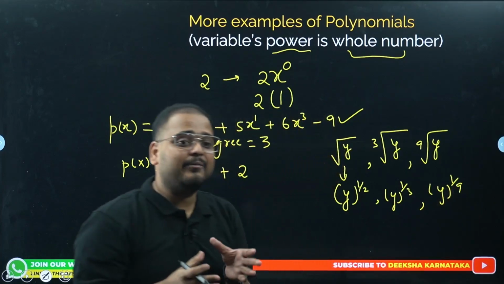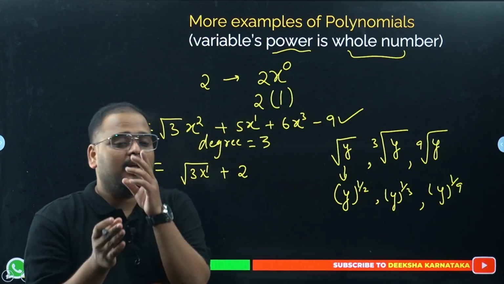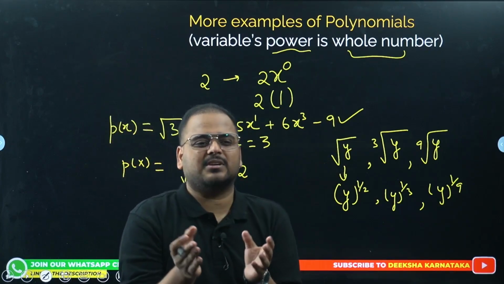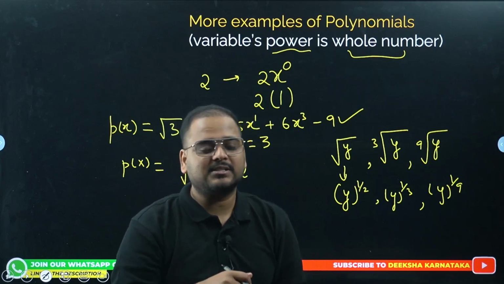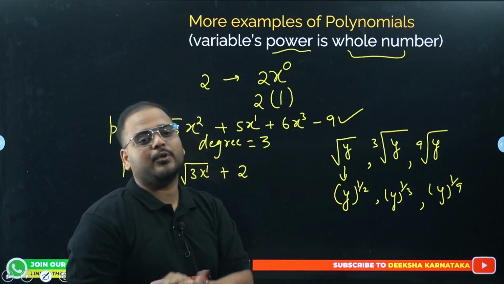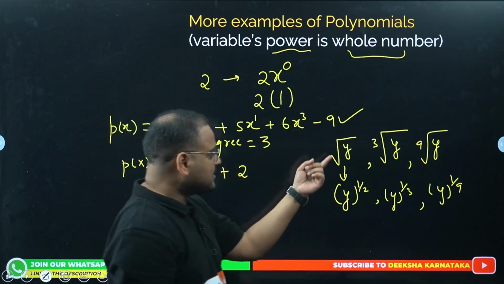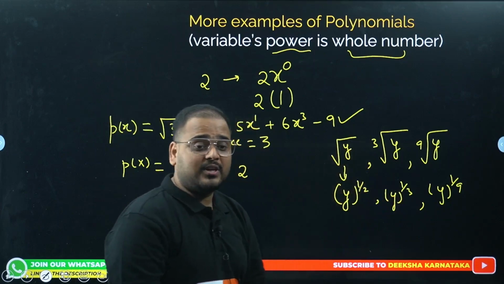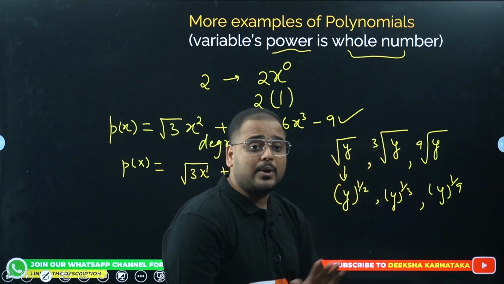Look, I'm taking time on this slide because a lot of people miss these parts. I know your teachers must have taught this, but you miss it. Students can make some mistakes, so it's my job to make sure I give the content which will ultimately help you. So yes, square root can be written as 1 by 2, cube root as 1 by 3, and ninth root as 1 by 9.